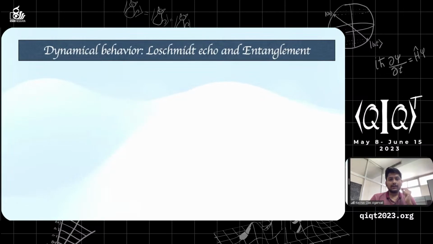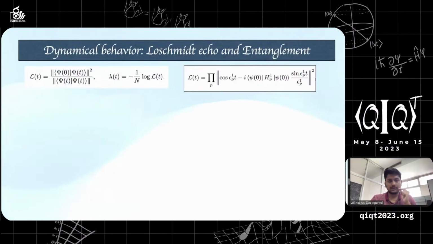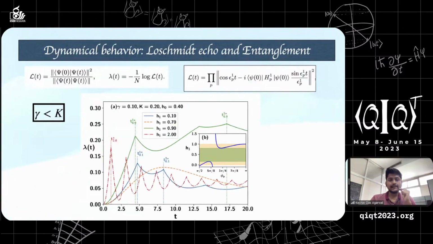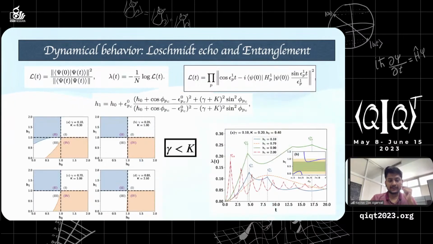So we look at the Loschmidt echo and the entanglement. The Loschmidt echo is this, and the rate function is the log of this. So we show, just like Wagner and Dora, that there is a DQPT, but this DQPT is not a necessary and sufficient condition to say the critical lines, and we can detect this DQPT for certain magnetic field strengths.